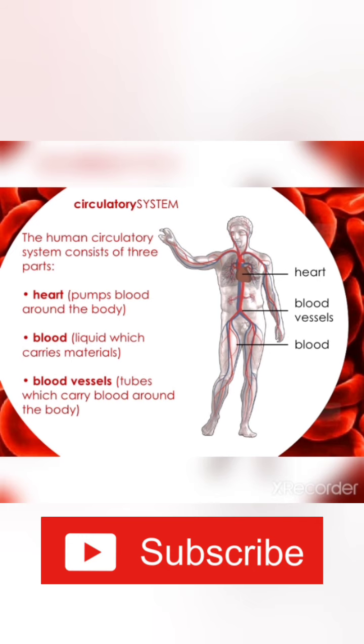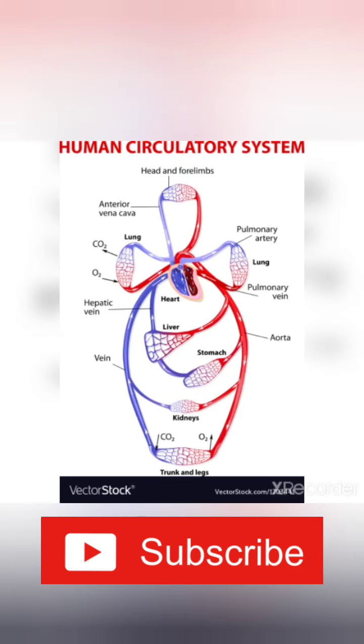Arteries carry blood away from the heart, and veins carry blood back to the heart. The circulatory system carries oxygen, nutrients and hormones to cells and removes waste products like carbon dioxide.